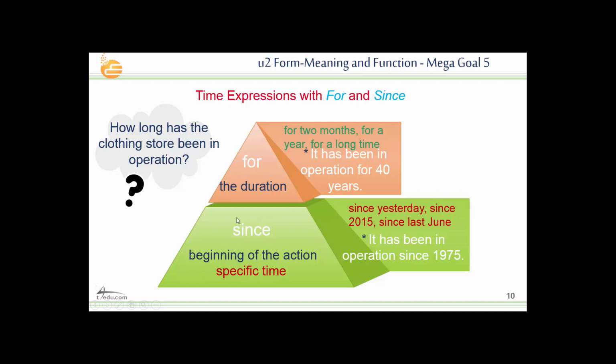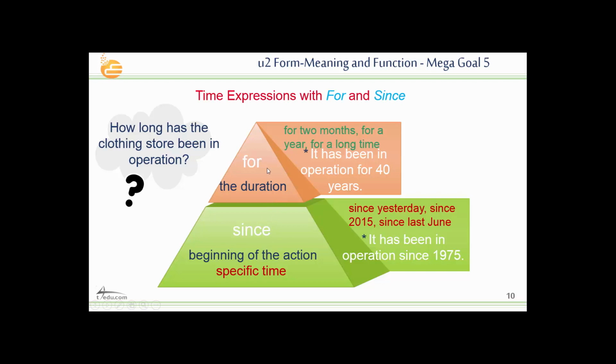Now, since here is the opposite. It is used for a specific time, the beginning of the action, not the duration of the action. The first start of the action. Since yesterday, since 2015, since last June. Here, a specific time, the beginning of the action. It started from this point. For example, it has been in operation since 1975. Since 1975, but here for 40 years. Here the point of starting, 1975. For example, I have taught English since 1425. Here I give you the exact time or the beginning of the action. So for is used for the duration, since for a specific time, or the beginning of the action.